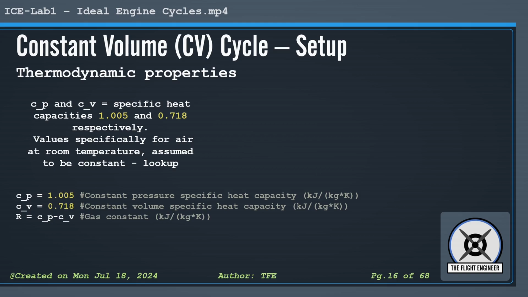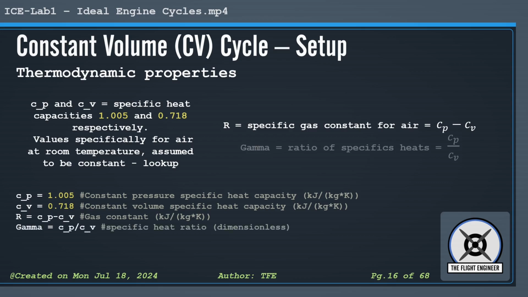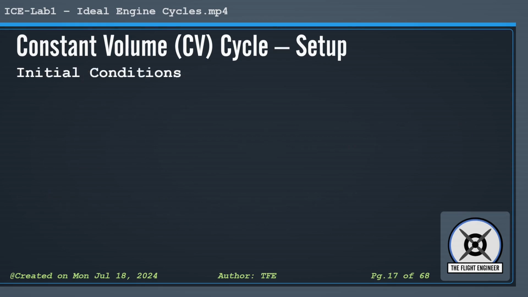R is the gas constant for air, and is just calculated by the difference in the specific heat capacities, and we'll use gamma for the ratio of specific heats. Finally, we need some initial conditions. T1 and P1 will be our pressure and temperature at the beginning of the cycle. This also counts as your ambient conditions.